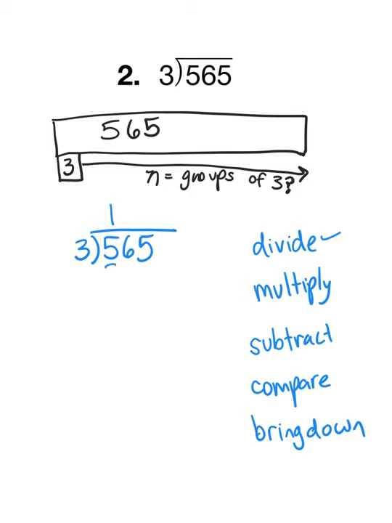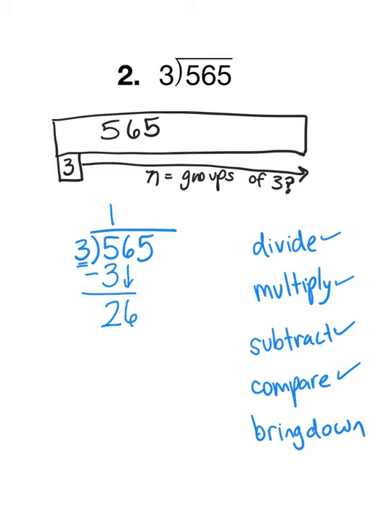1 times 3 is 3. That's our multiply. Now we subtract. 5 minus 3 is 2. 2 is smaller than our divisor, so I can continue on and bring down my 6.